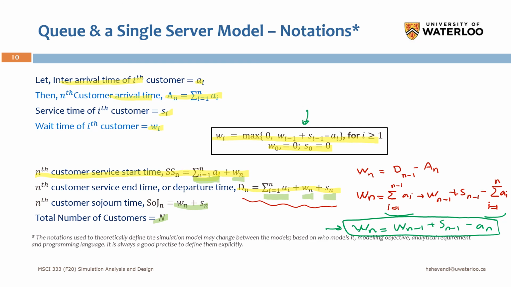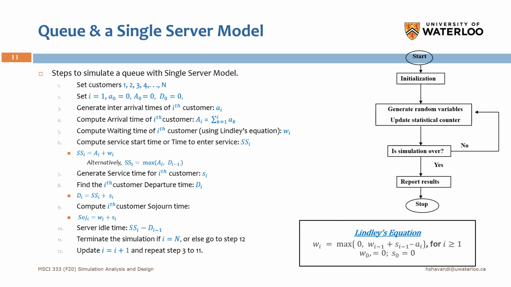Okay, so this is the flow chart of our simulation model. In general, at the start we have initialization, and then we generate random variables, update statistical counter, and then is simulation over? No, we go back to generating random variable and update the statistical counter. If yes, we report the results, and that's it.